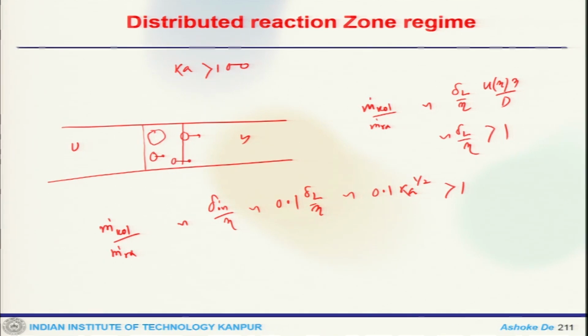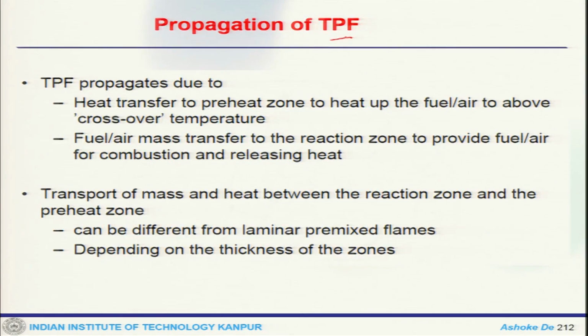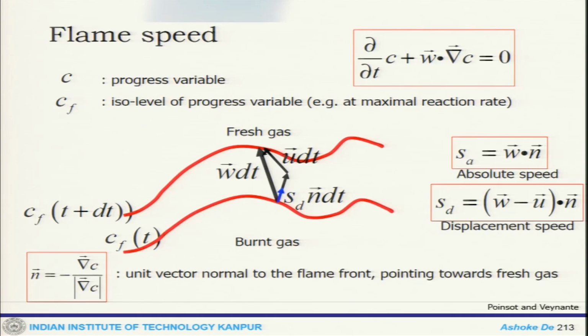Now, this is TPF, the turbulent premixed flame. So, this propagates due to heat transfer to preheat zone to heat up the fuel layer to above crossover temperature, and fuel layer mass transfer to the reaction zone to provide fuel. So, transport of mass and heat between reaction zone and the preheat zone can be different for laminar premixed flame depending on the thickness of the zone. So, now we have seen the flame speed.